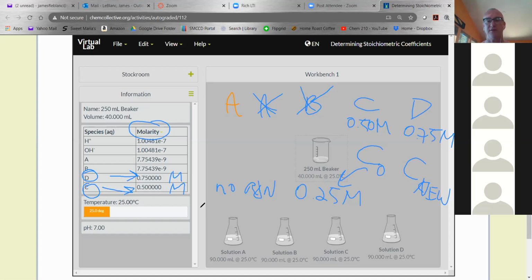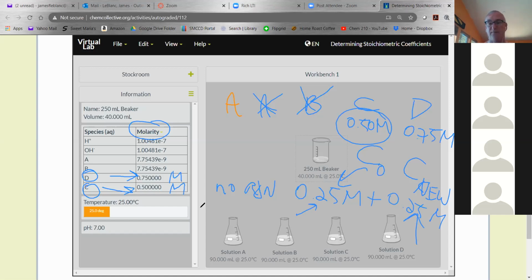What's the concentration of C new? Concentration of C that you made. 0.25. Right. So this is the concentration that you added, and this is the concentration that you made. And when you add them together, you get the final concentration.